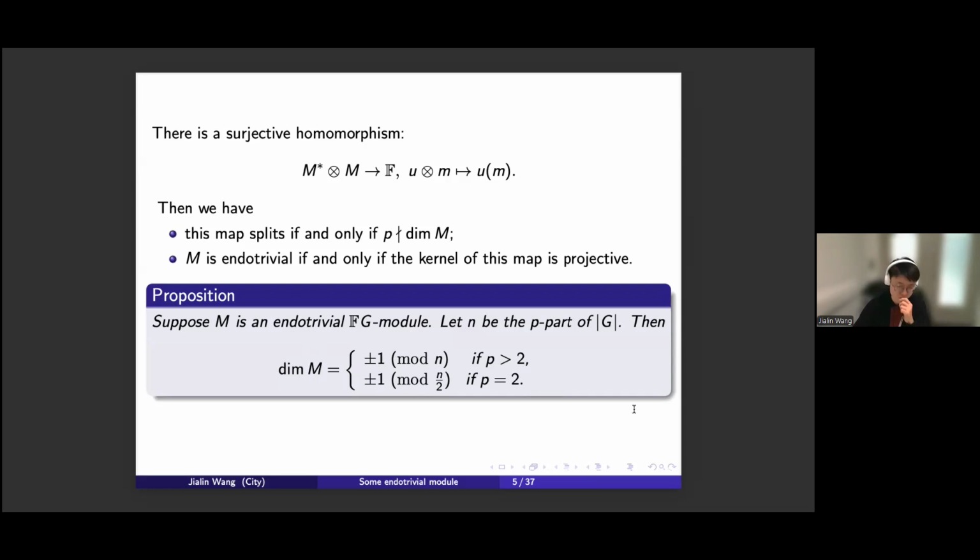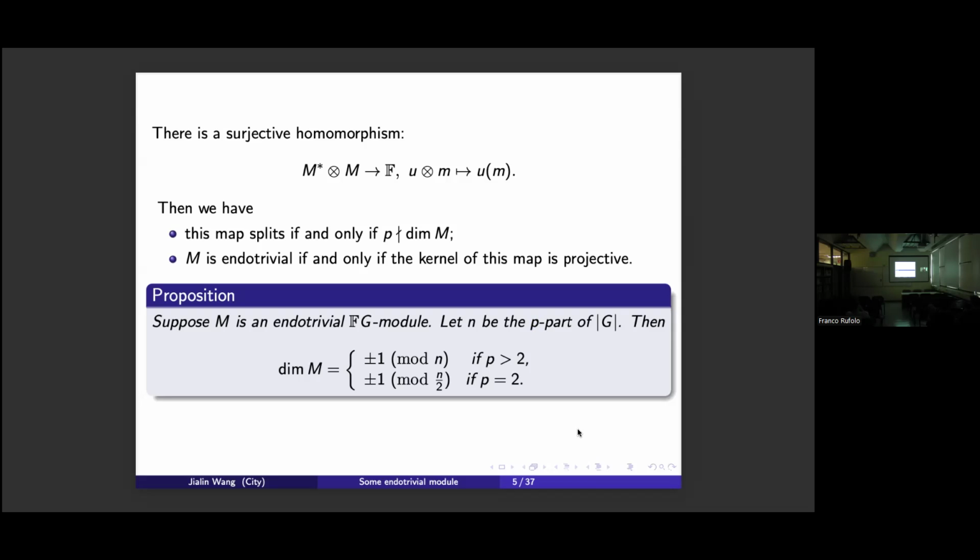Sorry, what does the p-part mean? Okay, that is the largest P to the power of a such that P to the power of a divides the order of G. Okay, thank you. Don't worry. Actually, you can get this proposition easily because we know that the projective FG-module should have dimension divisible by the p-part of the order of G.